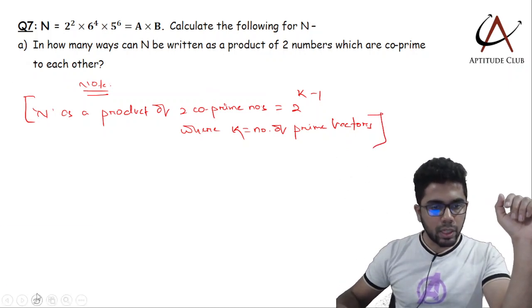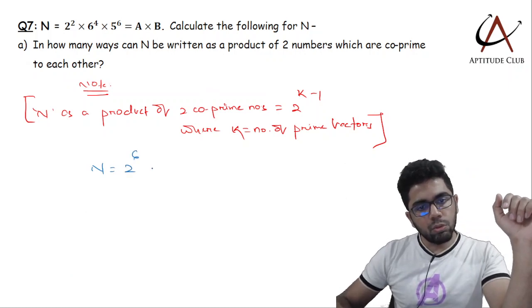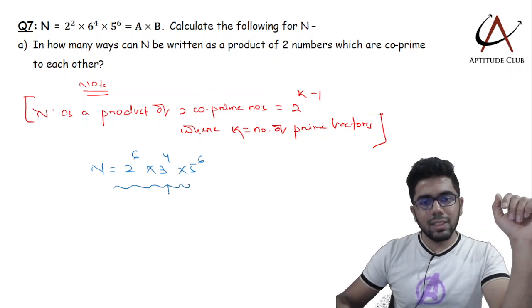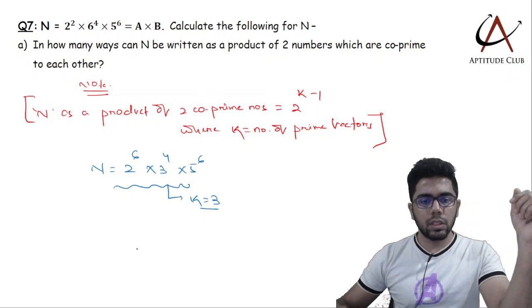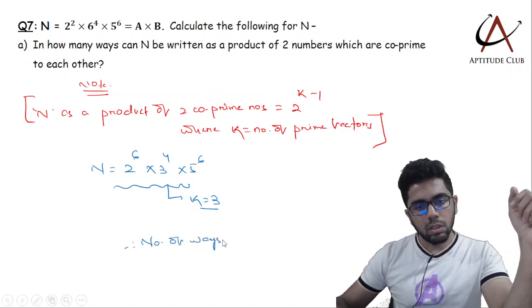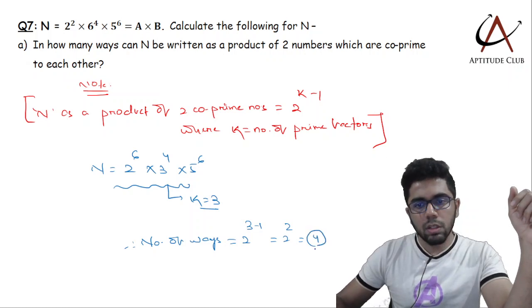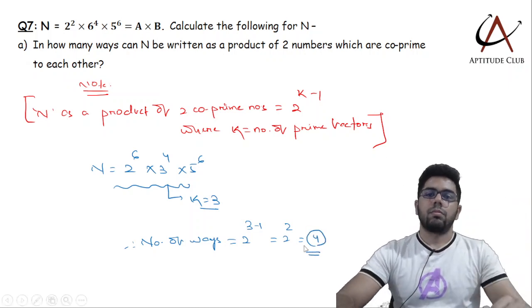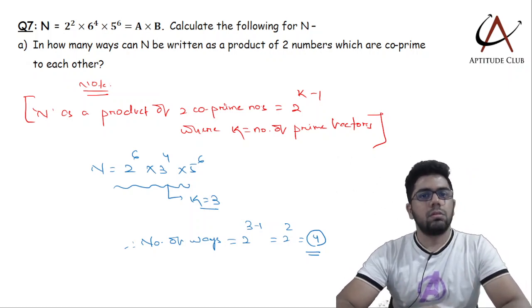इफ यू लुक एट द नंबर n, n को हमने ओपन किया था 2 to the power 6 into 3 to the power 4 into 5 to the power 6. व्हाट इज k इन दिस केस? कितने प्राइम फैक्टर्स है? 2, 3 एंड 5, तीन ही प्राइम फैक्टर्स है. Hence number of ways is basically 2 to the power 3 minus 1. So 2 to the power 2, answer is 4. ठीक है? Hope this question made sense.